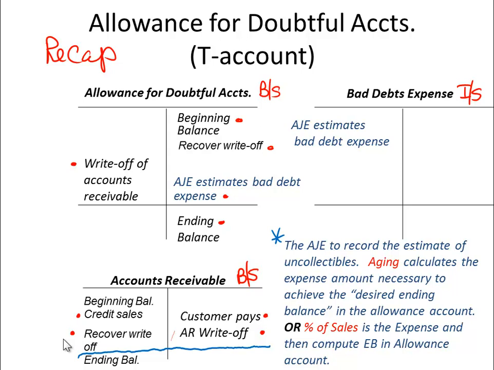The star here is about the different methods, and it's just a prompt to say the aging method, which we're going to talk about second, gives you the ending balance in the allowance account, whereas the percentage of sales method gives you the amount of the expense, and then you have to compute the ending balance. So I don't want to get you confused yet. Here we go.